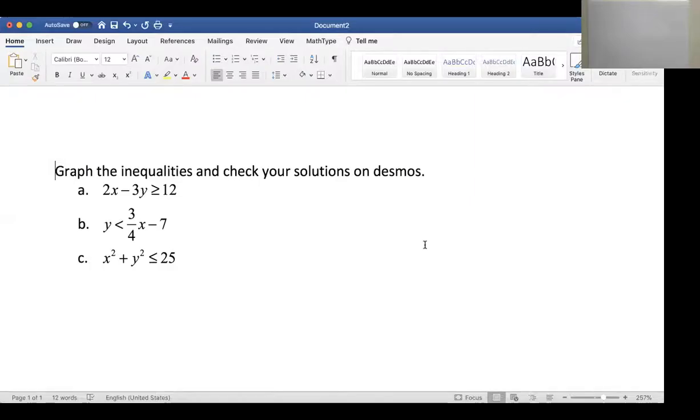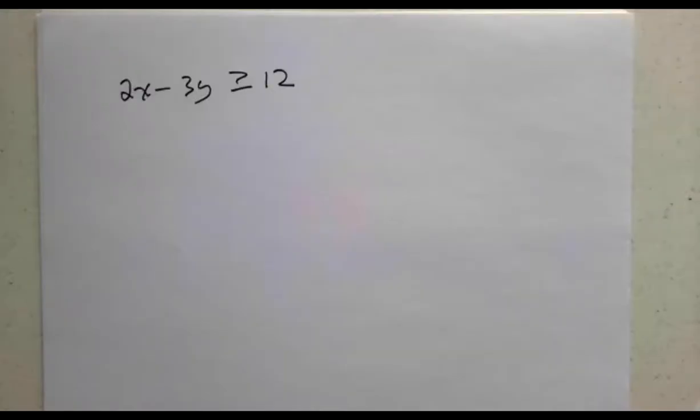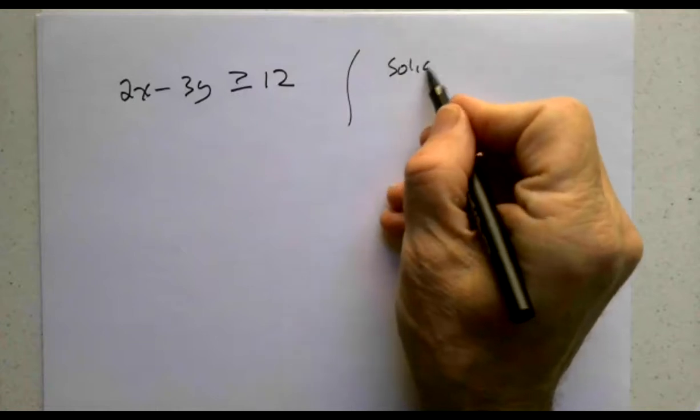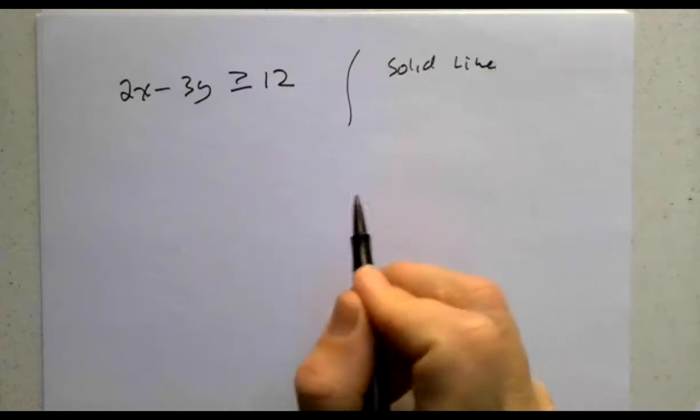Okay, this question is asking us to graph these inequalities and check the solutions on Desmos. So the first one I have is 2x minus 3y greater than or equal to 12. So let's take a look at it. The greater than or equal to tells me it's going to be a solid line. I want to keep that in mind.